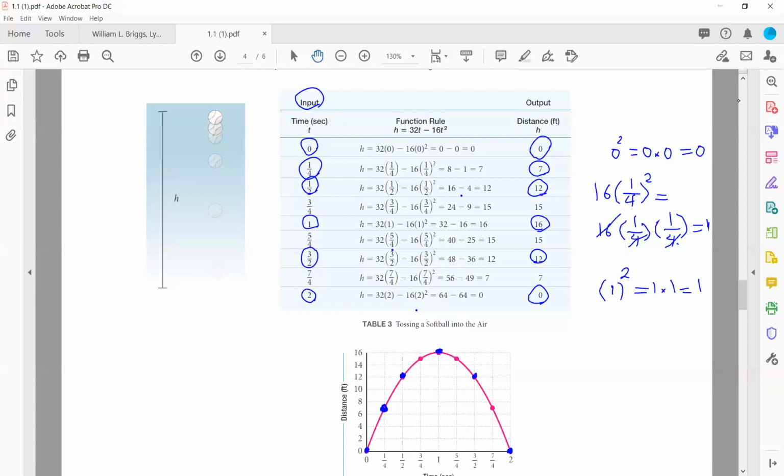Since t ranges between 0 and 2, it means that you can plug in any number you like in between these two. You can connect all of these points together and you have a continuous graph. This is the graph of our function. As you can see, it's not a linear function. You have a parabola for your quadratic function.